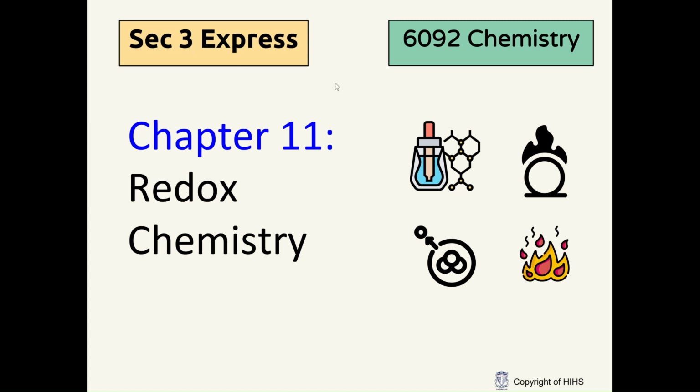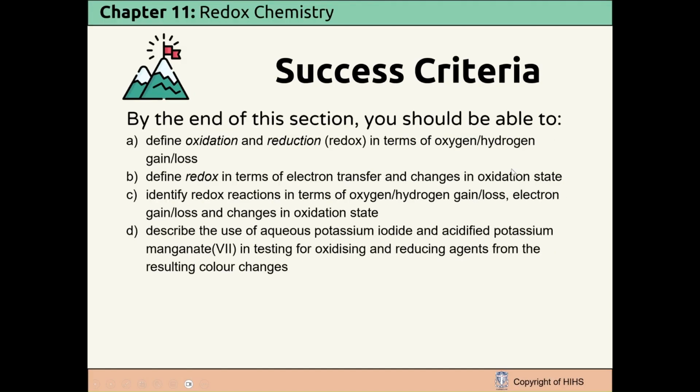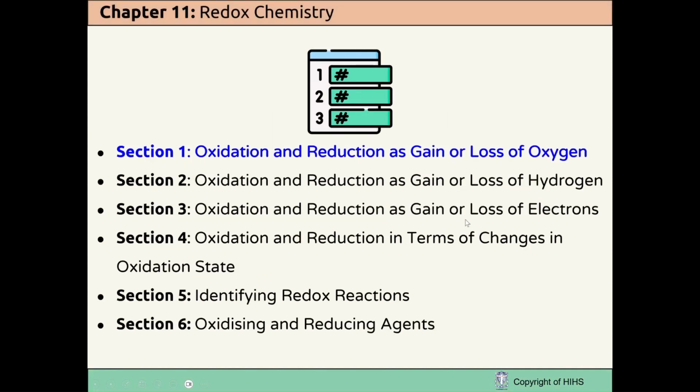Today you'll be going through chapter 11 of your Redox Chemistry in your 6092 Chemistry syllabus. So over here, there is the success criteria for this chapter, which you can refer to in the syllabus online in the MOE website. Okay, so there are different sections to Redox Chemistry.